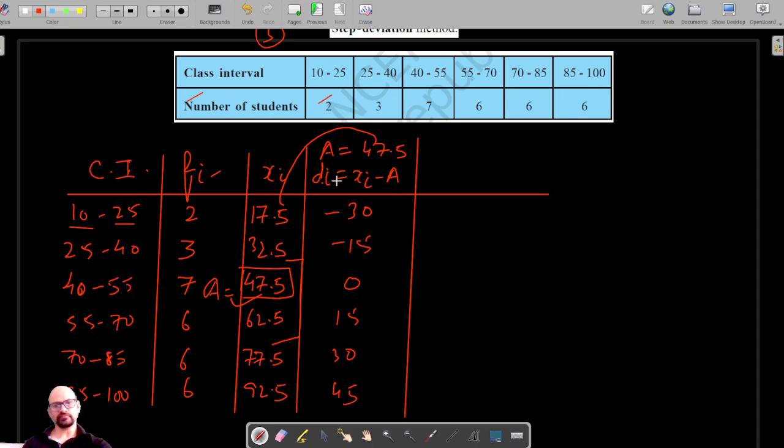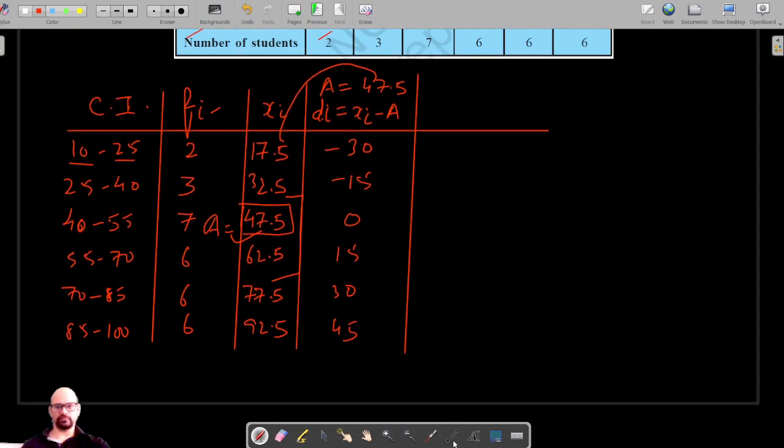Okay, now in this step deviation method, we are going to further reduce the calculation. So our next column is ui, and this ui will be, we will divide di with the class size. In order to get the smaller numbers, we will divide each of the differences with the class size. And so this is ui, which is the difference divided by the class size.